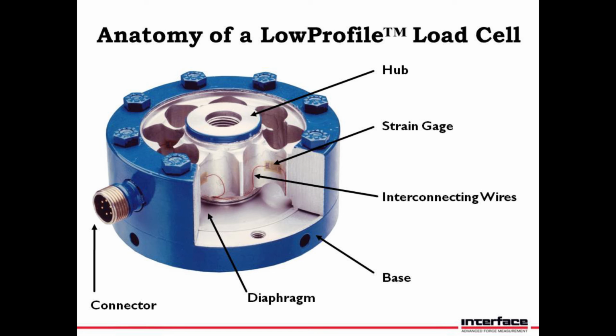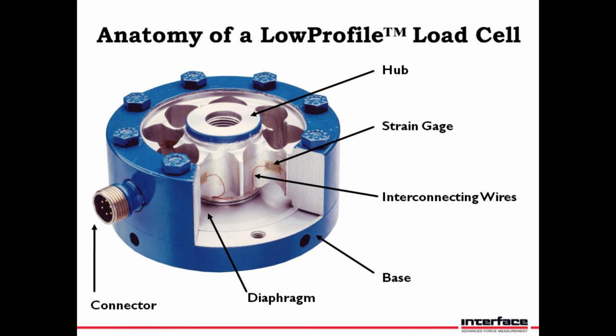Next is the strain gauge. This is the element or the resistor which takes the strain and converts the force into an electrical signal. Next are the interconnecting wires. These wires connect the strain gauge to the external connector that you see on the far left.